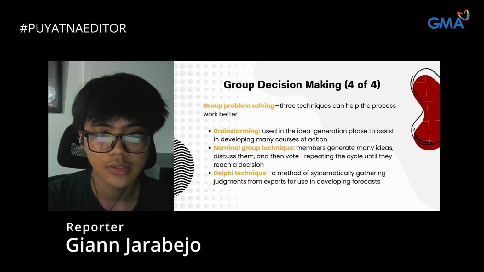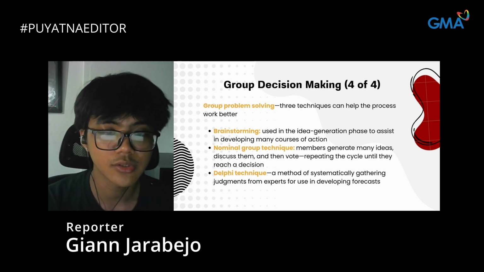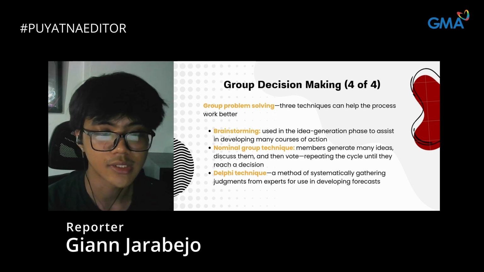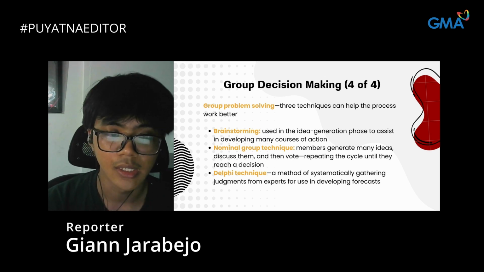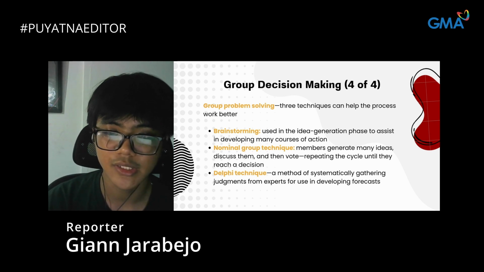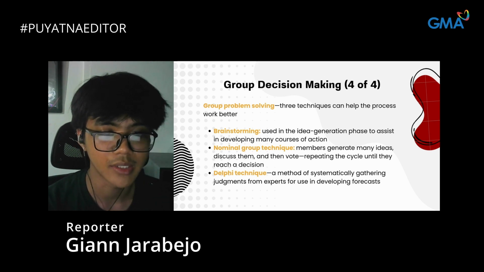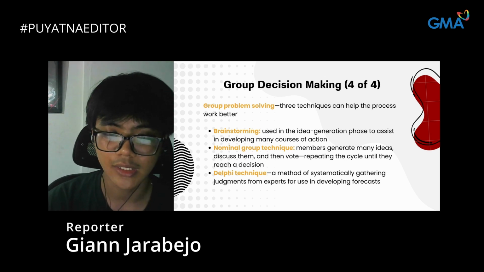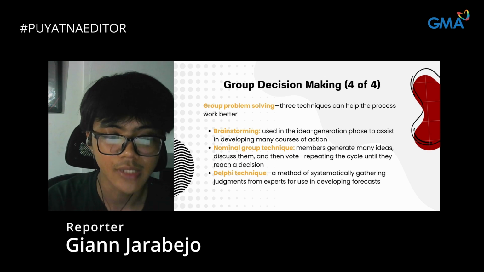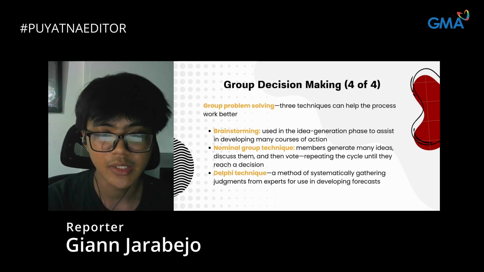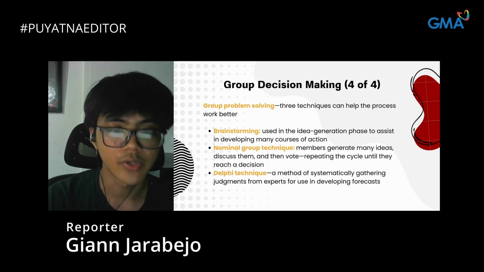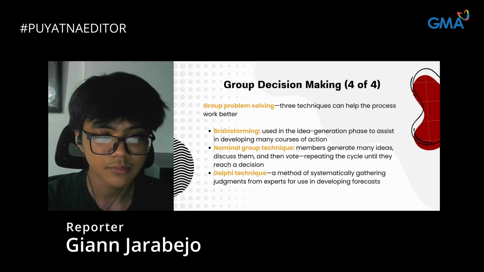These three techniques are, first, brainstorming. This is used in the idea generation phase to assist in developing many courses of action. Second, we have the nominal group technique, in which members generate many ideas, discuss them, and then vote, repeating the cycle until they reach a decision. Lastly, we have the Delphi technique. This is a method of systematically gathering judgments from experts for use in developing forecasts.